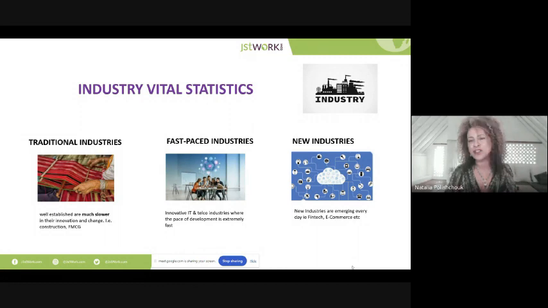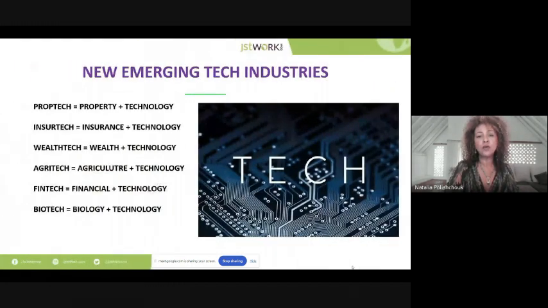We then have fast-paced industries, industries where we have constant innovation, constant growth, development, new things happening, both IT, telco, e-commerce, fintech. There's lots of new fast-paced industries, but what we also have is new industries. So when we are looking at new industries, essentially technology starts to embed each one of these technologies.